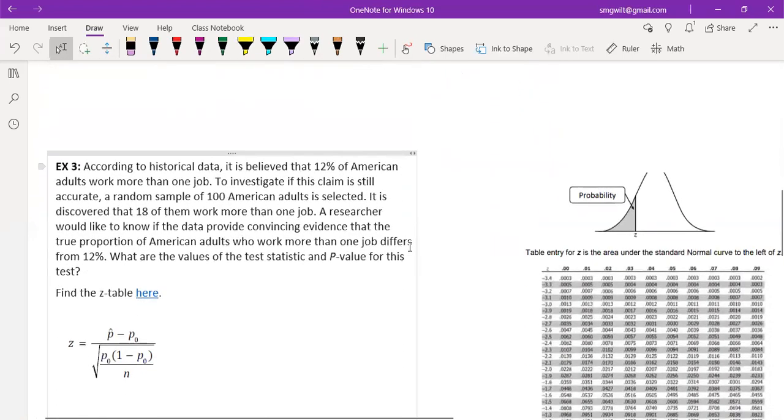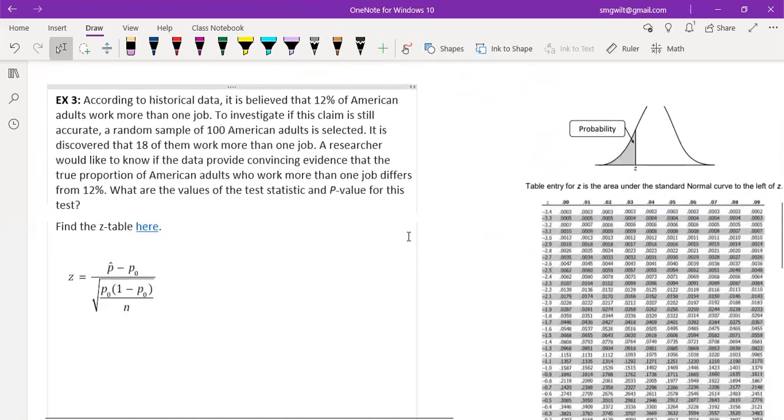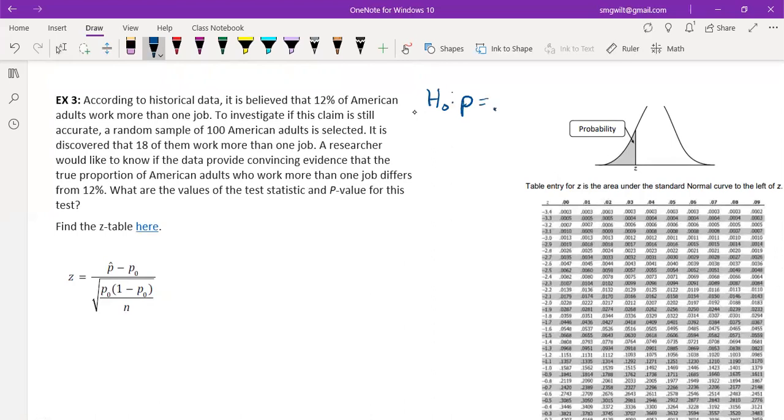From here, we're going to move on into a calculation. The rest of this is calculating a p-value and then using that p-value to either reject or fail to reject the null hypothesis. So in this first example, according to historical data, it is believed that 12% of American adults work more than one job. So they're telling us the null hypothesis is that p is equal to 0.12. To investigate whether this claim is still accurate, a random sample of 100 American adults is selected. So our sample size is 100.